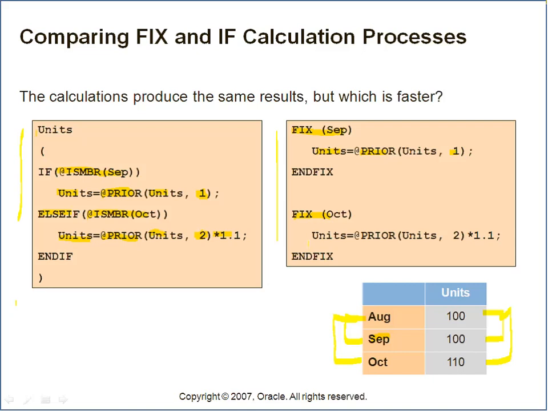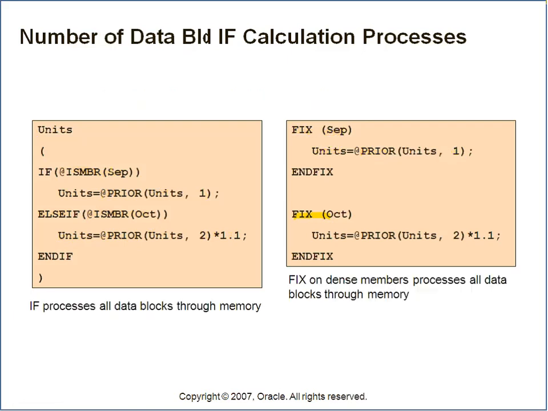Yes, Raza, you have a good point, but in this particular case, it may not be the case that fix is faster. Let us check why. When I do an if statement, it is going to process all the data blocks to the memory. Same way fix also, on a dense member, is going to process all the data blocks through the memory. Only then it can fix on a particular month.